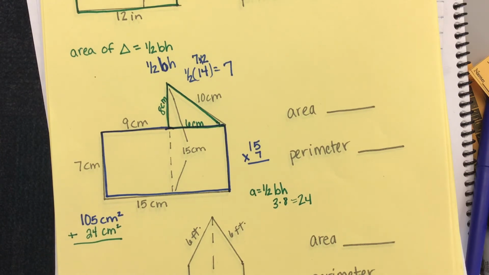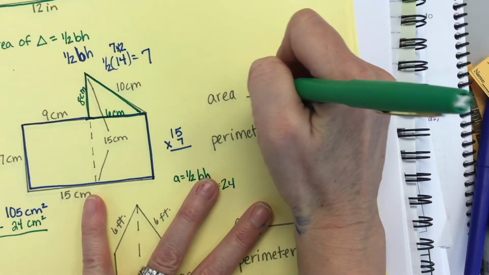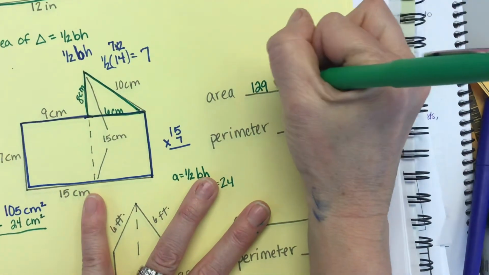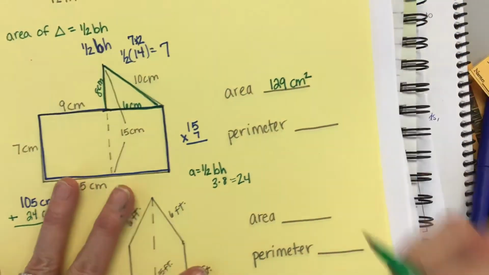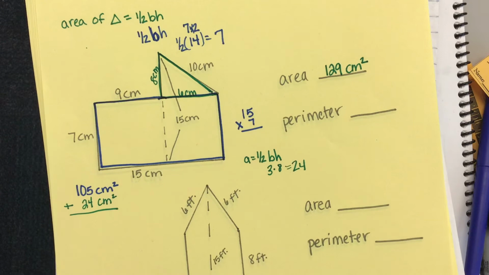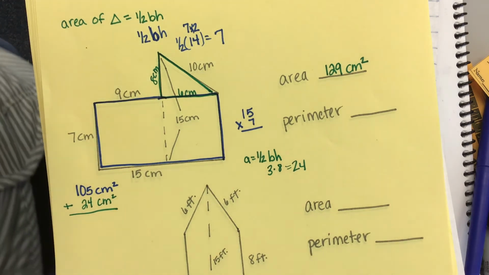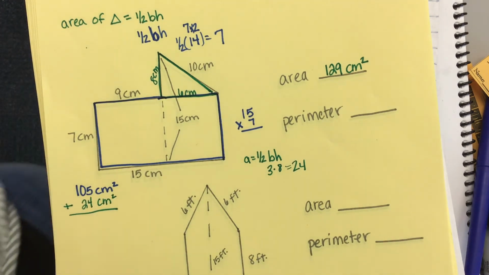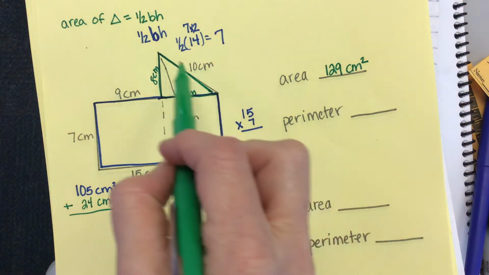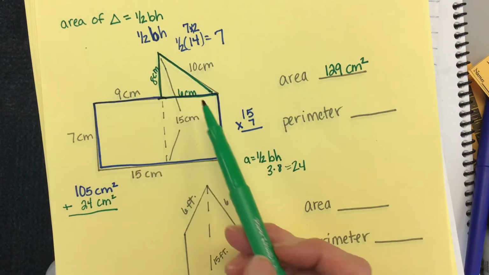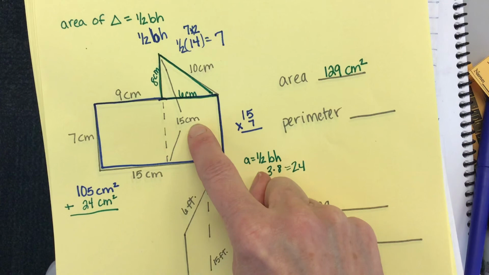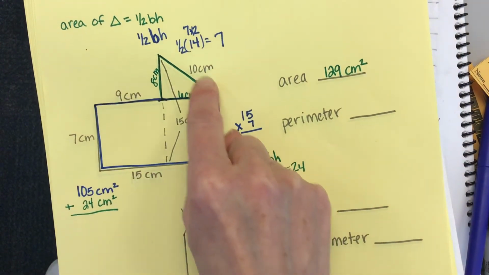Carter? 129. What's your unit? Centimeters squared. Okay, find the perimeter. You already have the perimeter? Yep. Who knows the perimeter of the whole shape? Remember, we're not paying any attention to this number or this number. Just the outside.